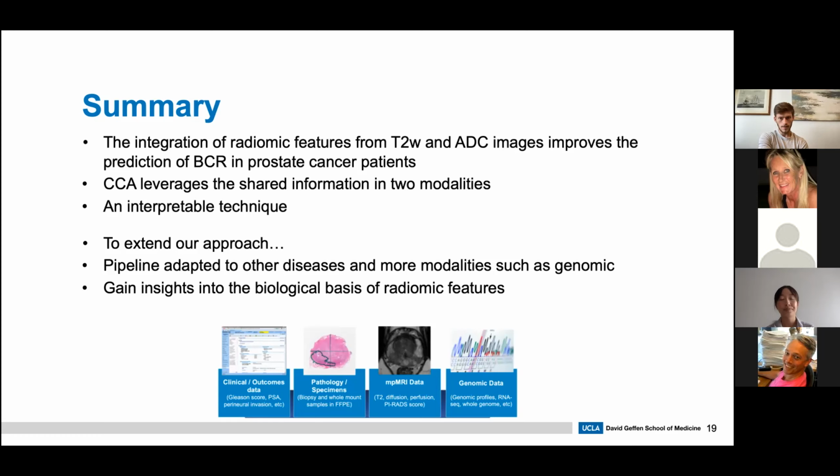In the future, people can easily extend our approach to other diseases, and, like I mentioned earlier, to more modalities such as genomic. Actually, one important area of research is to correlate the radiomic features that we observe at a phenotype level with the underlying biological basis, which is done through the genomic or omics features.